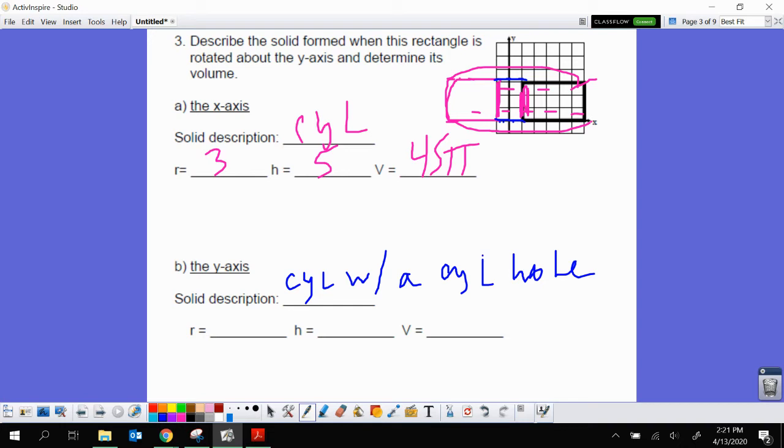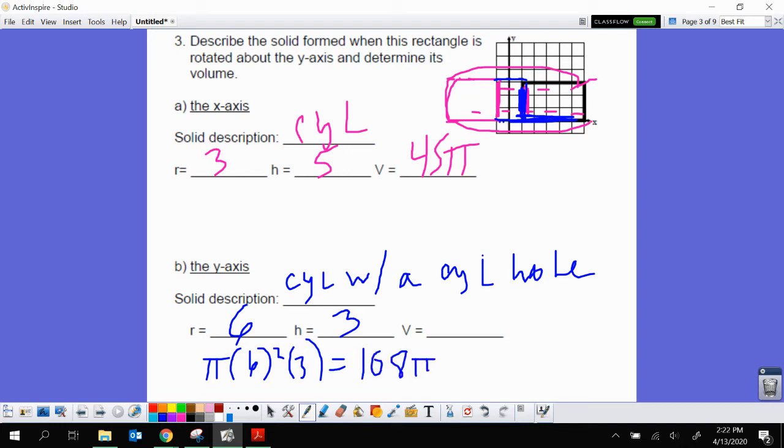Okay, and so if we look at the big cylinder, if you look how far away it is from the y-axis, that's 6 units away. Okay, so our radius here would be 6, and the height would be 3. Okay, and so if I plug that into the volume formula, that would be pi r squared h. So pi times 6 squared times 3. Okay, and that is, I think it's 108. Hold on, let me double check. Yeah, 108.